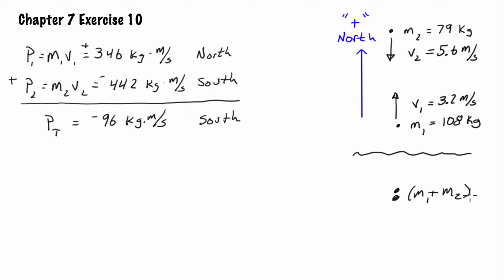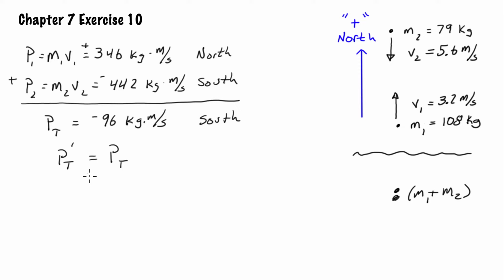Now we have a hint as to which way, after the players are stuck together, they'll be moving, because conservation of momentum tells us that the total momentum afterwards, I'll use a prime for after, has to equal the total momentum before. So no prime before, prime after. So this is the statement of conservation of linear momentum.